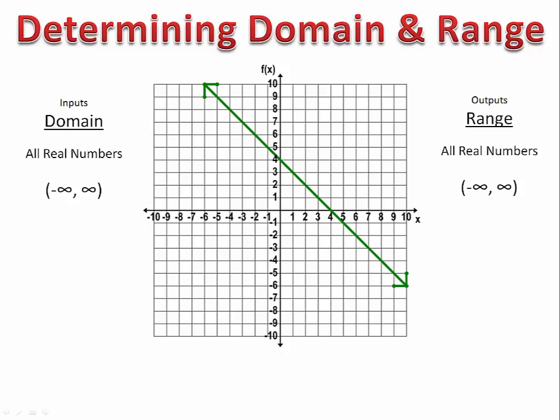In this exercise, we see that the graph moves to the left infinitely and to the right infinitely, giving us a domain of all real numbers from -infinity to +infinity. The outputs, the range, are also all real numbers. We see that the graph goes downward infinitely and it continues upward without end. That means our range is from -infinity to +infinity.